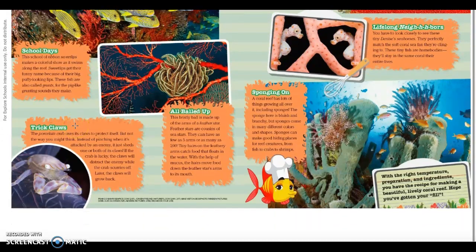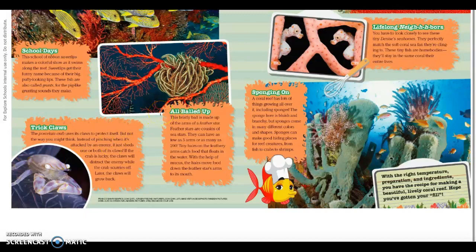Trick claws. The porcelain crab uses its claws to protect itself, but not the way you might think. Instead of pinching when it's attacked by an enemy, it just sheds one or both of its claws. If the crab is lucky, the claws will distract the enemy while the crab scurries off. Later, the claws will grow back.